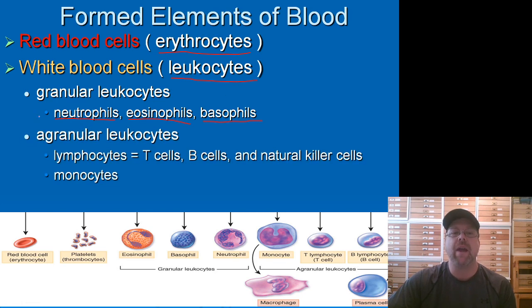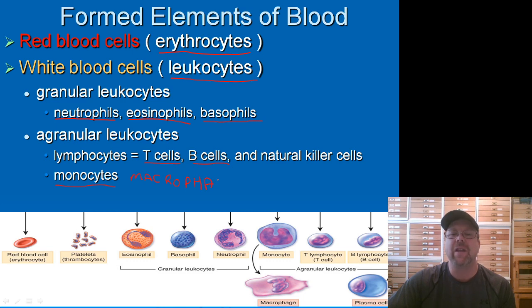And then we have agranulocytes that have no little grains in their cytoplasm. And they are the T cells and the B cells. These T and B cells are called lymphocytes together. So T and B lymphocytes. And then our monocytes. Monocytes become our immune cell called a macrophage. I'm going to try and spell this out here.